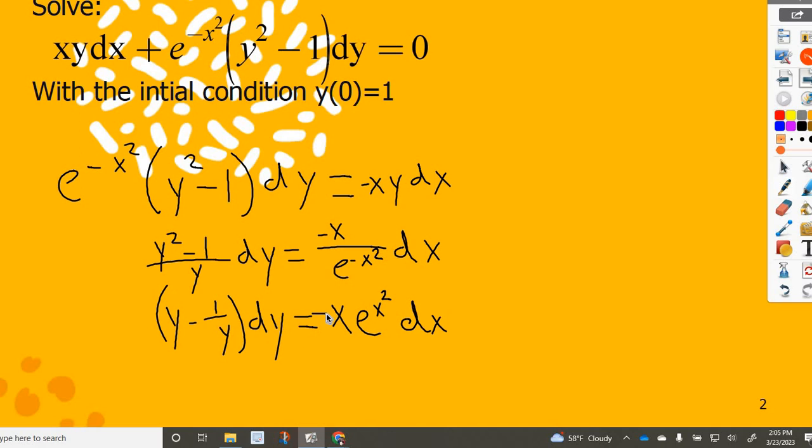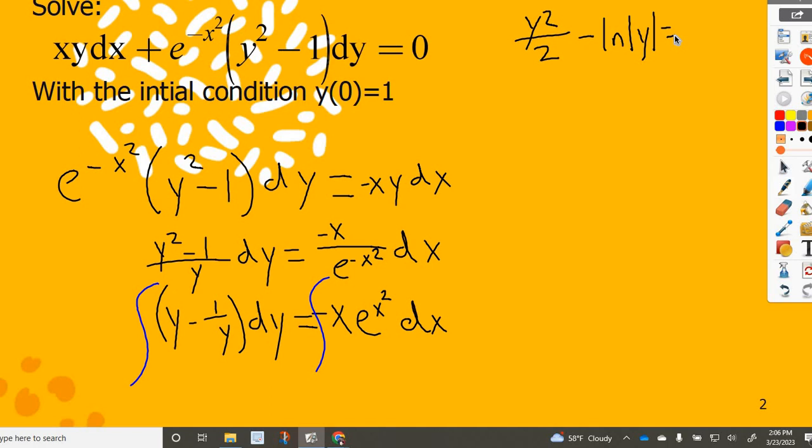So now what can we do? Integrate. Okay, so if I integrate the left side, what do we get? y squared divided by 2 minus the natural log of the absolute value of y. Plus c. I'm going to go ahead and put my c on the x side.